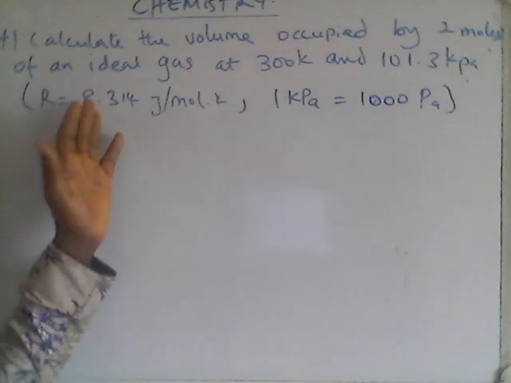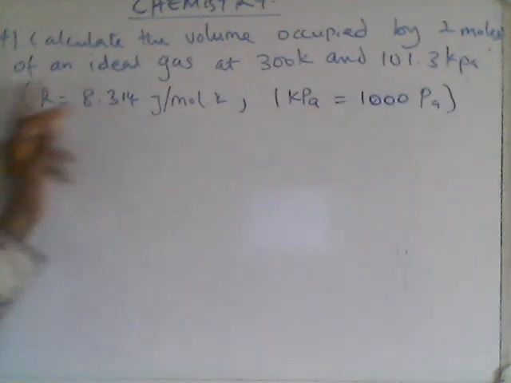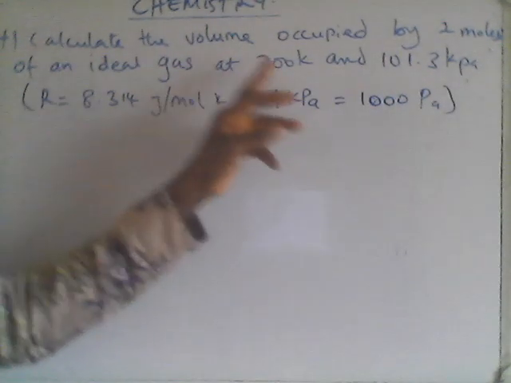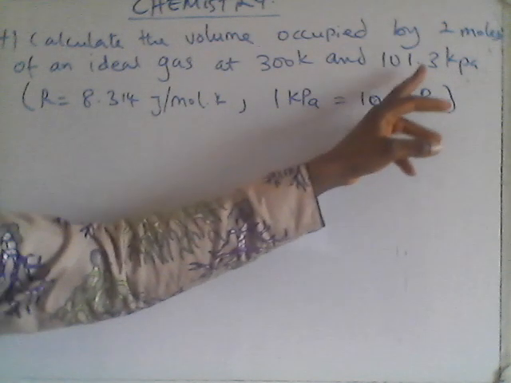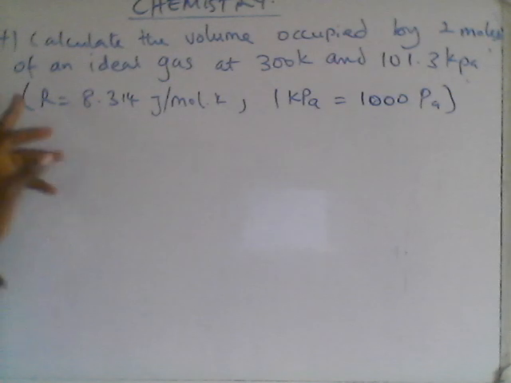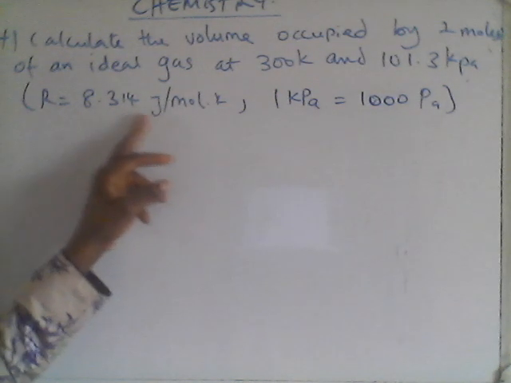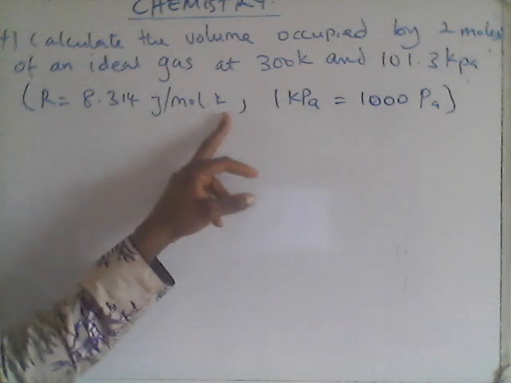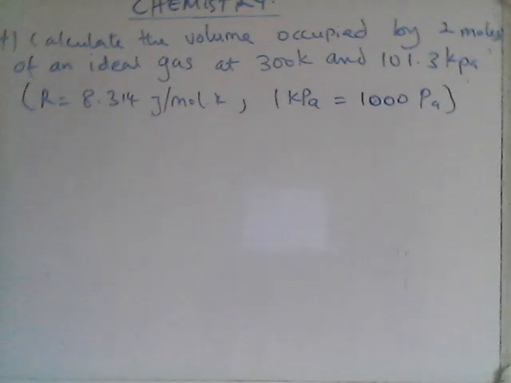Okay, so we have another question on the board. It says, calculate the volume occupied by 2 moles of an ideal gas at 300 Kelvin and 101.3 kilopascal. We are given the constant R is equal to 8.314 joule per mole Kelvin, and 1 kilopascal is actually 1000 pascal. Okay, so this is the ideal gas law.